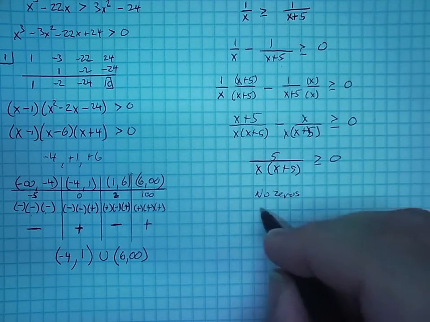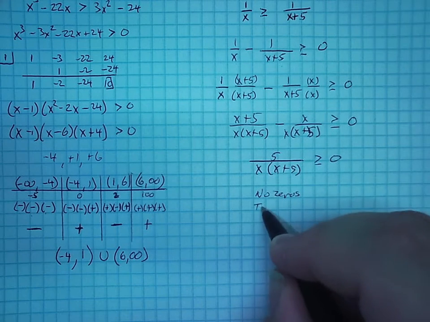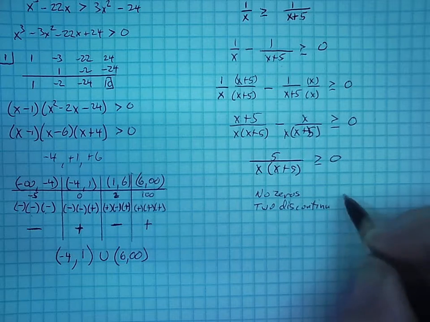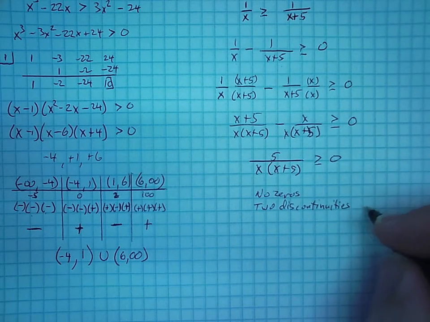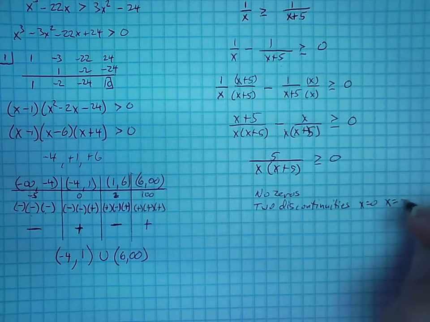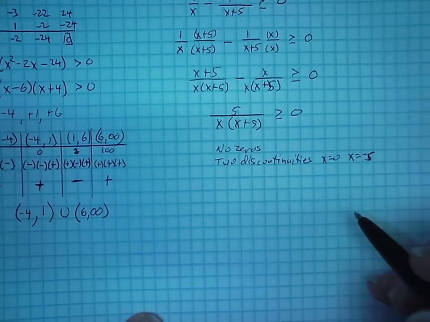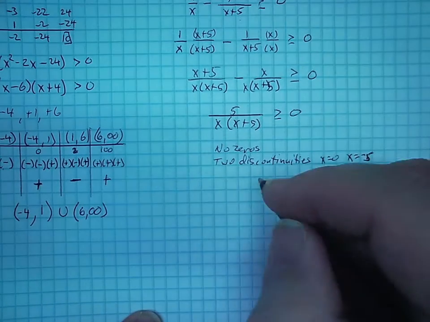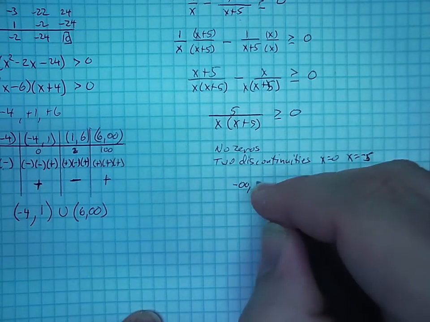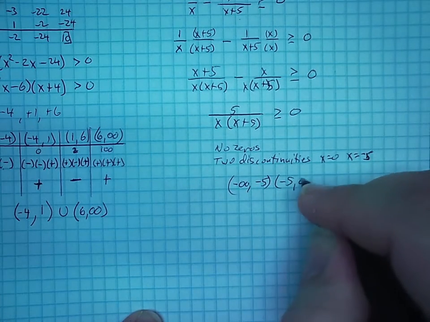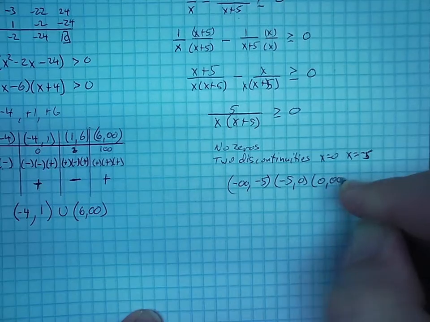It does, however, have two discontinuities. Infinite discontinuities at x equals 0 and x equals negative 5. So those are the only divisions I need to make on my sign chart. If I had zeros, I would include those on the list as well. So I'm going to start with negative infinity to negative 5. Then I'm going to have a section from negative 5 to 0, and then from 0 to infinity.